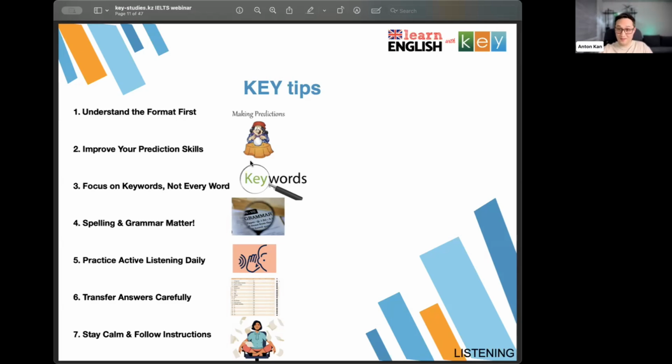And finally, stay calm and follow instructions. For example, if your task asks you to write no more than 2 words, you must write no more than 2 words. If you write 3, that's going to be incorrect. And if you get stuck on one question, try not to dwell on it. Just move on and don't lose focus. That's more important than focusing on only one question.